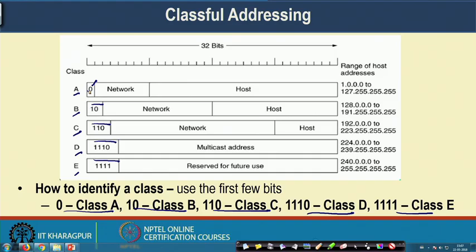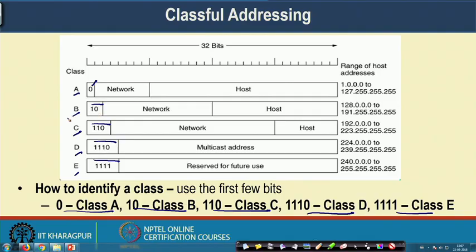Whenever you scan this 32 bit stream, if you find that the first bit is 0, that means it is a class A address. If the first bit is 1, then you look into the second bit. If the second bit is 0, then it is a class B IP address.